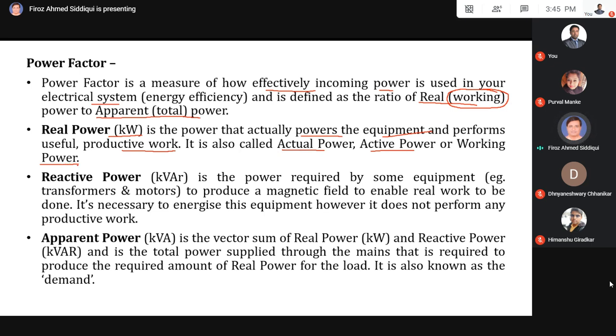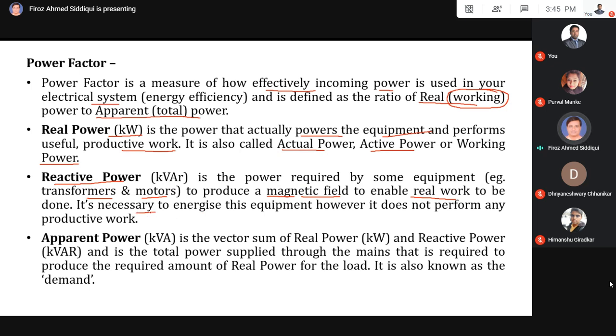Then what is reactive power? It is the power required by some equipment, like transformers and motors, to produce a magnetic field to enable the real work. मतलब जो रियल वर्क परफॉर्म कर रहा है उसमें ये पावर की जरूरत नहीं है, but it is responsible for that real work, है ना. ये मैग्नेटिक फील्ड प्रोड्यूस कर रहा है तभी ट्रांसफॉर्मर वर्क कर रहा है.